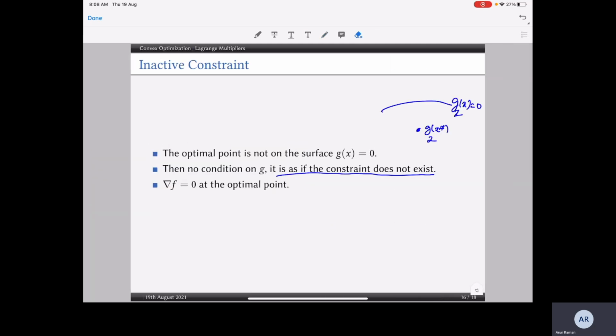Even if we remove the constraint, the solution of the optimization problem will not change. So this constraint is not active. It is not actively constraining the solution to the problem. That is why it is the inactive constraint. So the only condition that we will have for this case is that the gradient of f will be equal to 0 at the optimal point.